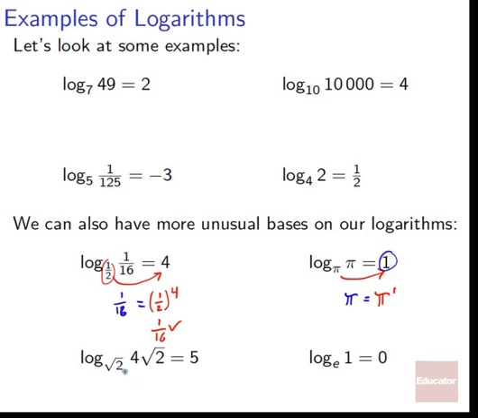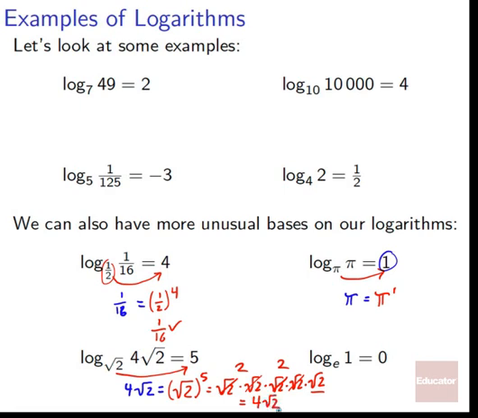If we take log base root 2 of 4 times root 2, then that's got to be 5, because root 2 to the 5th is equal to 4 root 2. We can check that out. Root 2 times root 2 times root 2 times root 2 times root 2. Well, root 2 times root 2 becomes 2, root 2 times root 2 becomes 2, and we've got this 1 root 2 left. So 2 times 2 is 4, and we're left with 4 root 2.